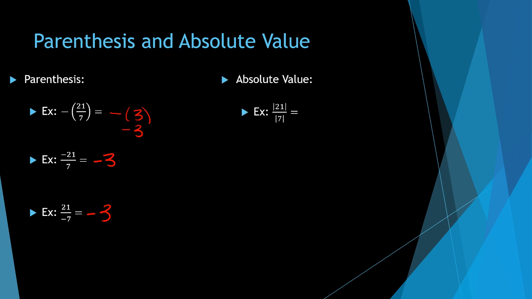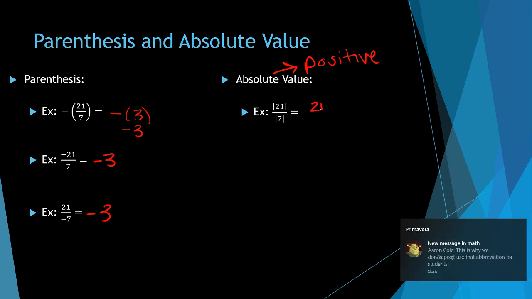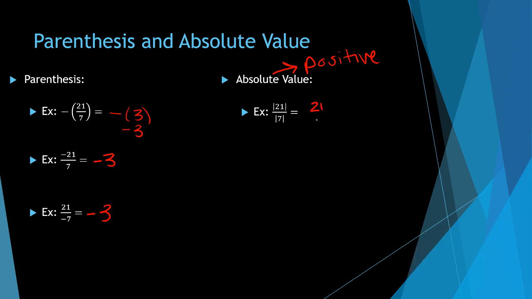The next thing we're going to talk about is absolute value. The absolute value, which are these bars around the number, regardless of whatever number is inside of it, is always going to make it positive. So absolute value will always make your number positive. If I have a positive 21, that's just going to stay as a positive 21. And if I have a positive 7, that's just going to stay 7. So this is going to give me 3.